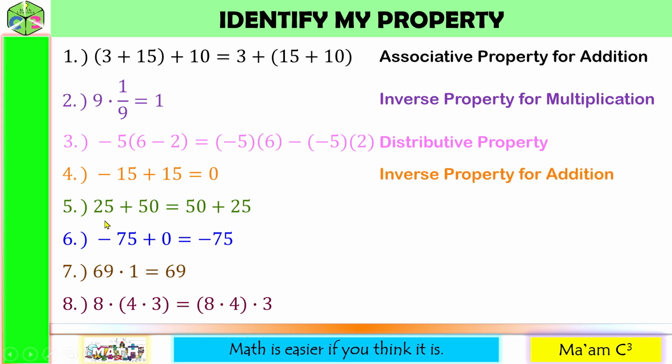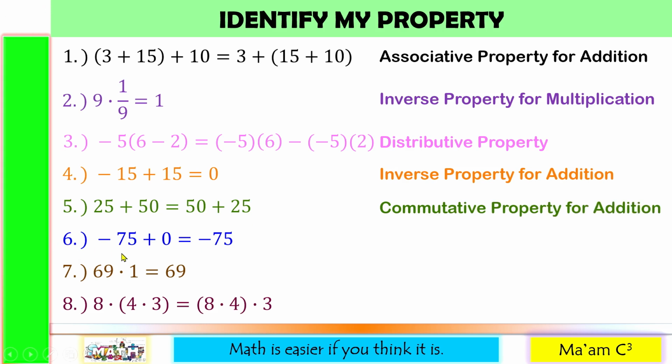Number 5, 25 plus 50 is equal to 50 plus 25. On the left side, 25 comes first. On the right side, 50 comes first, but the answer is the same. This is commutative property for addition.